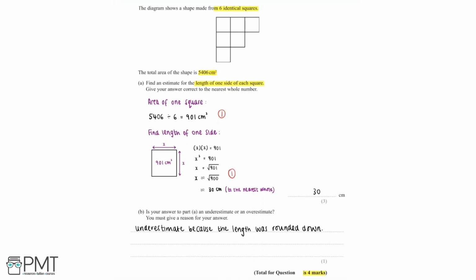We get the third mark for using the fact that x is approximately equal to the square root of 900 in order to find that the estimate for the length of one side of each square is equal to 30 centimeters. And we get the fourth mark for correctly identifying that our answer to part A is an underestimate because the length was rounded down, allowing us to get the full 4 marks needed in this question.